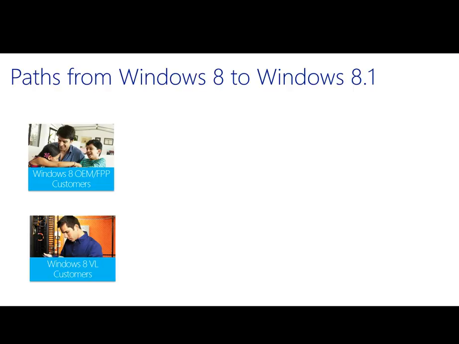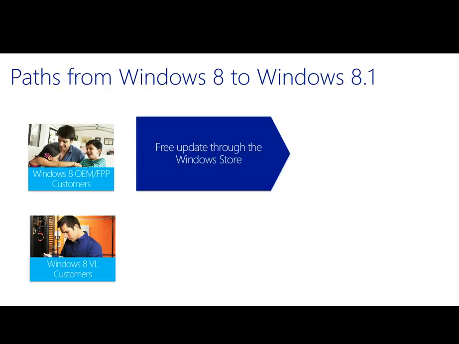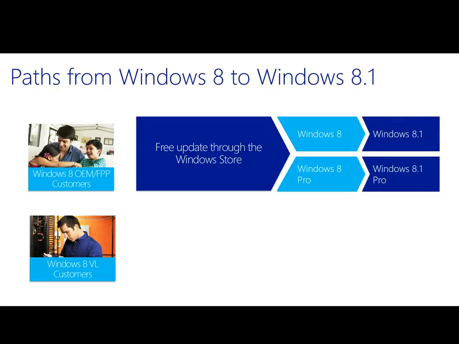Upgrading from Windows 8 to 8.1 is free, right? So if you're using Windows 8 OEM or FPP, you have to go to Windows Store. Again, it's free. And when you go to Windows Store, you just look for 8.1 and then upgrade using the Windows Store. So that's how the process is.